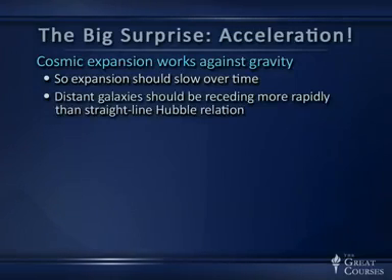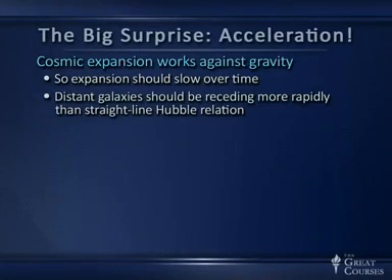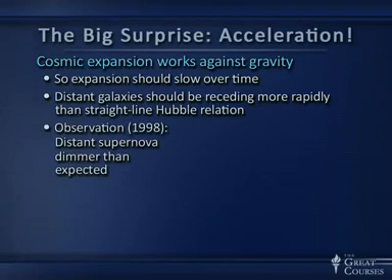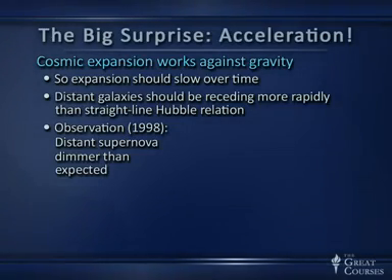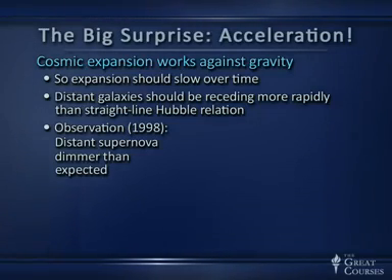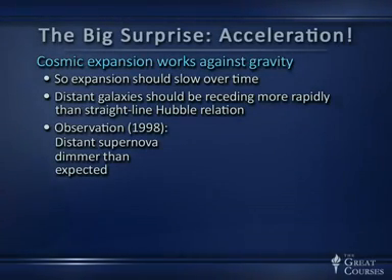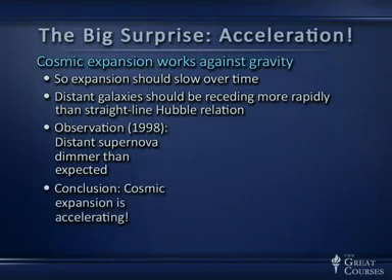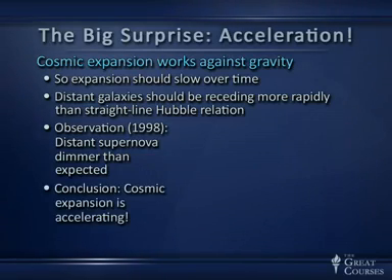Distant galaxies should be receding more rapidly than a straight-line Hubble relation because distant galaxies, when we see them, we're looking at them as they were in the past because it took light a long time to get to us from them, and they should be moving more rapidly than we expected. The observation in 1998 showed that distant supernovas, exploding stars that give out a fixed, constant amount of energy, so we can use them as sort of standard candles, as astronomers call them, to pinpoint how far away they are because they all have basically the same brightness, were dimmer than expected. The conclusion is that the universe is undergoing an accelerated expansion that began probably about 5 billion years ago.